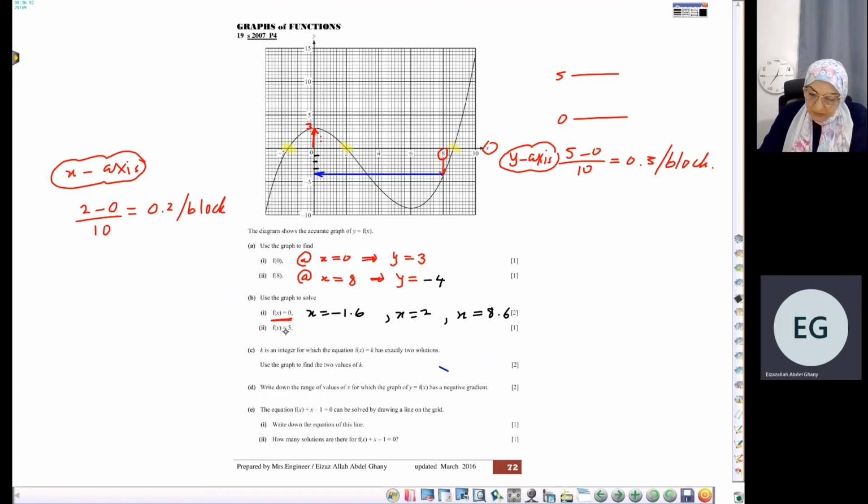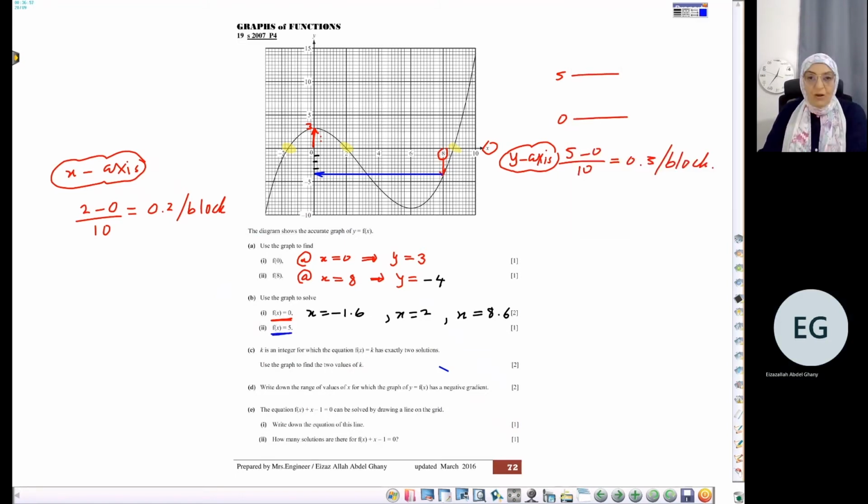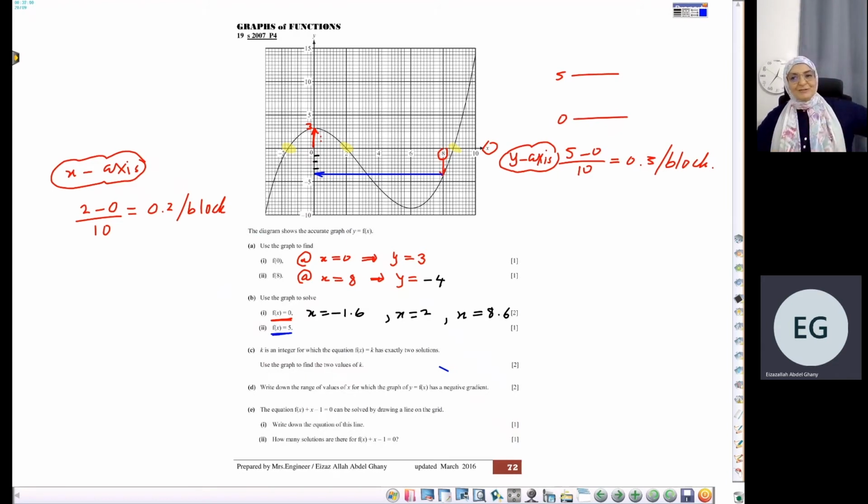Now, what about f of x equals 5? Y equals 5, say it cuts y-axis at 5. This is a function and this is another function and equal in between, then points of intersection. We have to draw y equals 5. Draw the line y equals 5, which is a horizontal line, cuts y-axis at 5. Here is the line y equals 5.